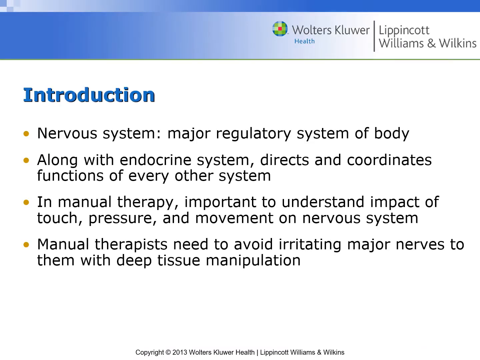The nervous system is the major regulatory system of the body. Along with the endocrine system, it directs and coordinates functions of every other system. In manual therapy, it is important to understand its impact of touch, pressure, and movement on the nervous system. Manual therapists need to avoid irritating the major nerves when they perform deep tissue manipulation.